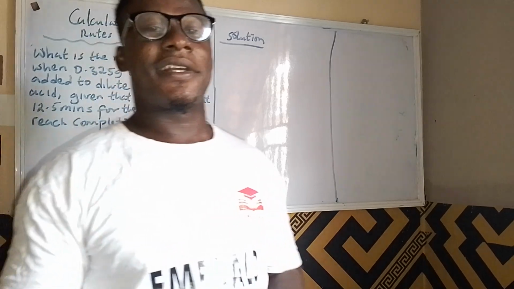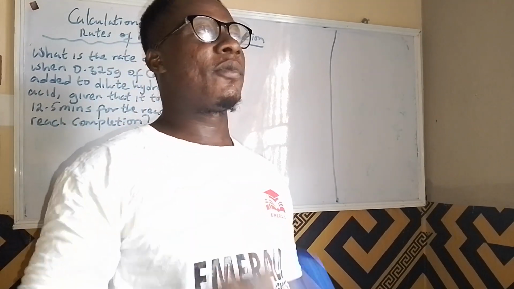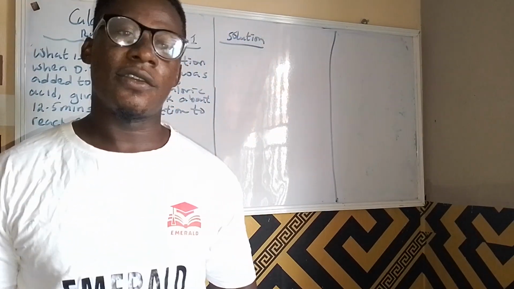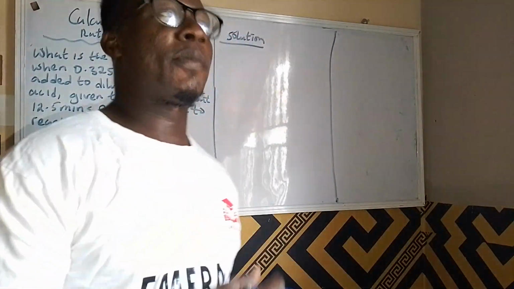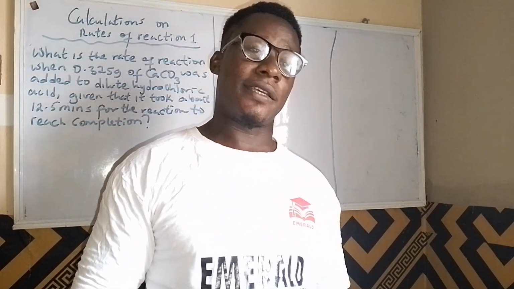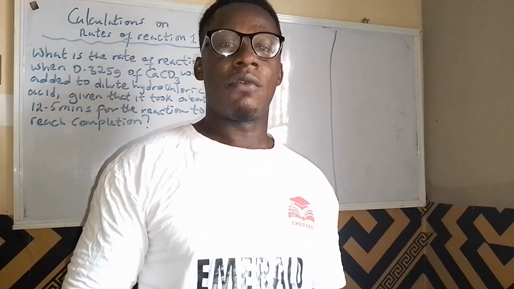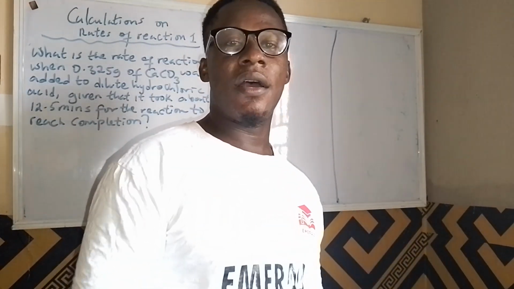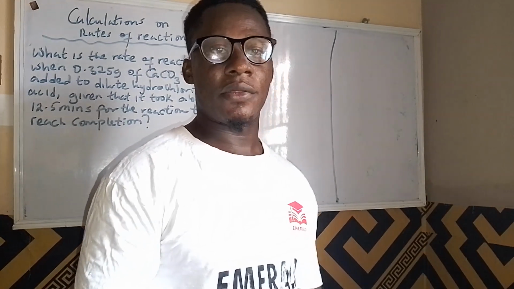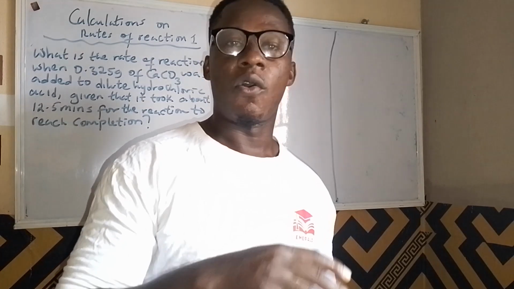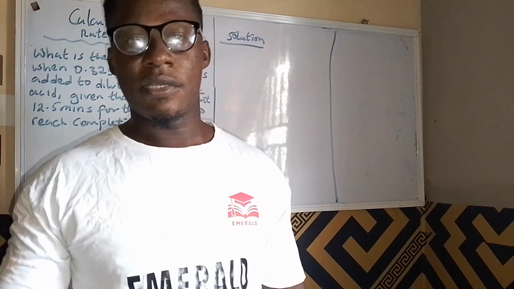And in this lesson today, in this series, we are going to be looking at calculating the rate of reaction. This topic is under chemical kinetics and is taught in SS2 first term. So, of course, we know that chemical kinetics is measuring the rate of reaction, or the speed of a reaction, how fast or slow a reaction is.